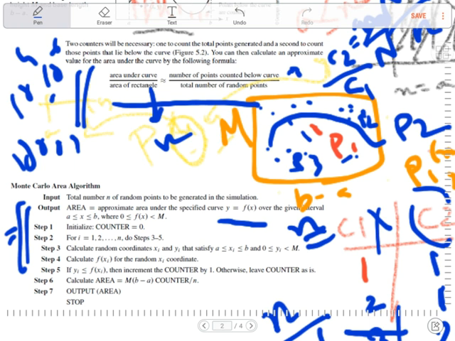Now for i = 1 up to small n, that means for each point I will be checking something. What will I be checking? Whether the point I have chosen randomly is lying below the curve or above the curve. So for i = 1 to n, for each randomly chosen point, I have to repeat steps 3, 4 and 5. What is step 3? Calculate random coordinates xi and yi such that xi lies within this range and yi lies within this range. As I already said, you have to generate two random sequences of real numbers, one corresponding to the x coordinate and another to the y coordinate, with the restriction that xi should lie within a and b and yi should lie within 0 and m.